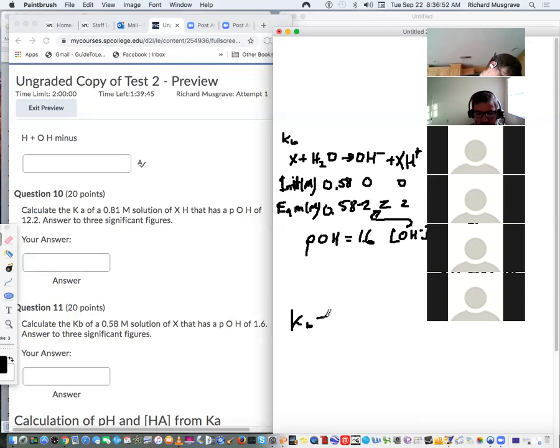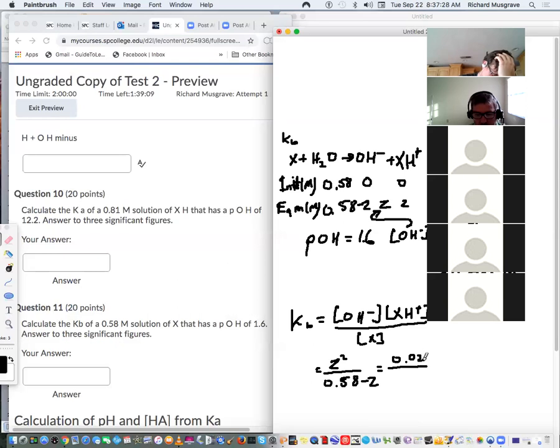So the Kb then is going to be OH minus times XH plus over X. And that's going to be Z squared over 0.58 minus Z. And Z squared is going to be 0.025 squared over 0.58 minus 0.025, which again would necessitate me having to figure out the significant figures.